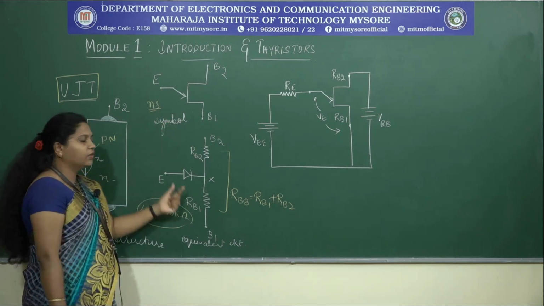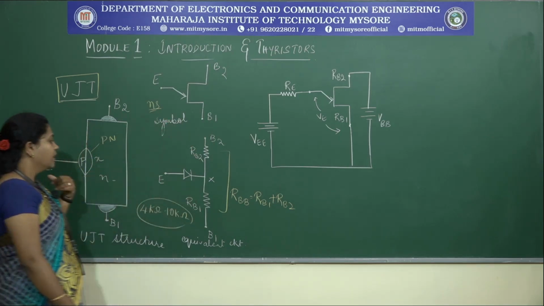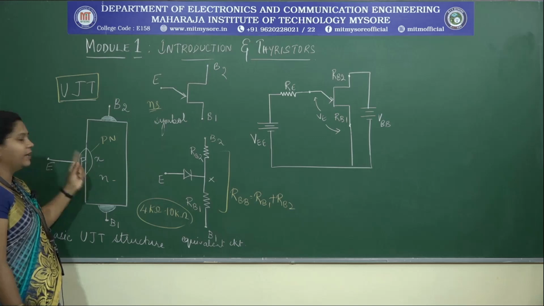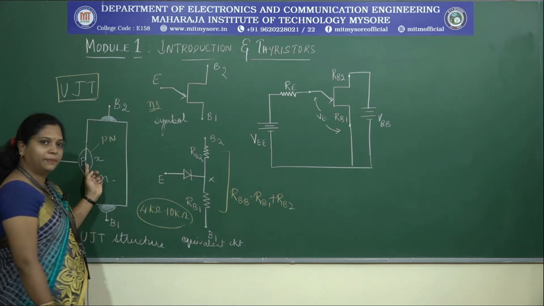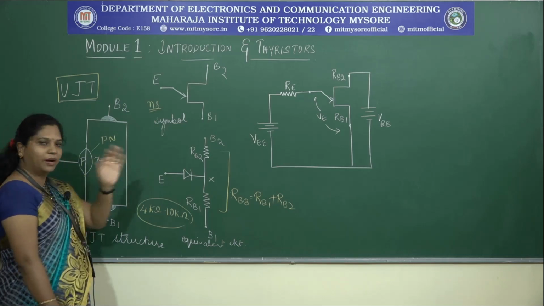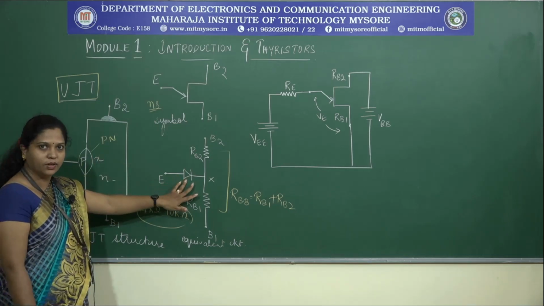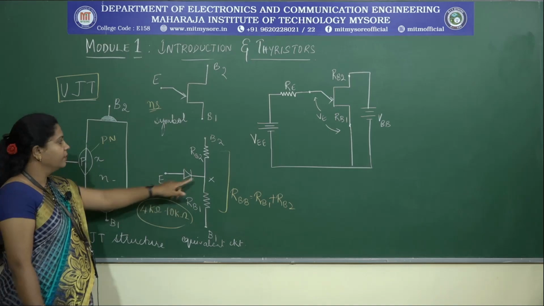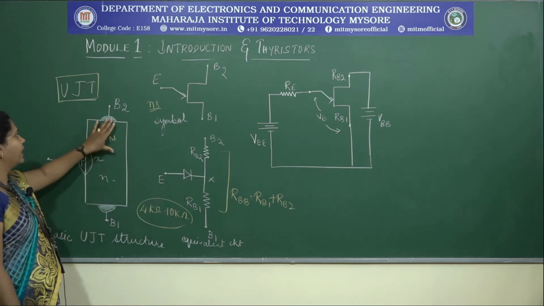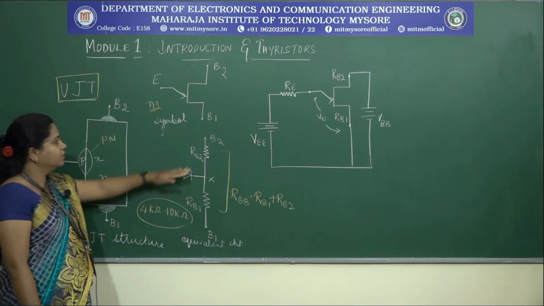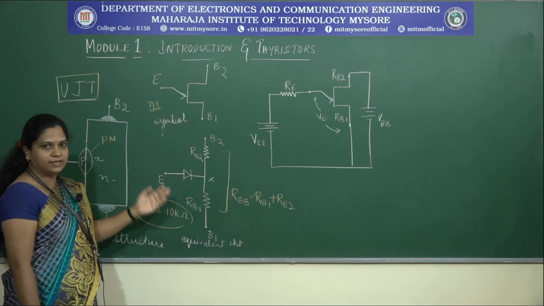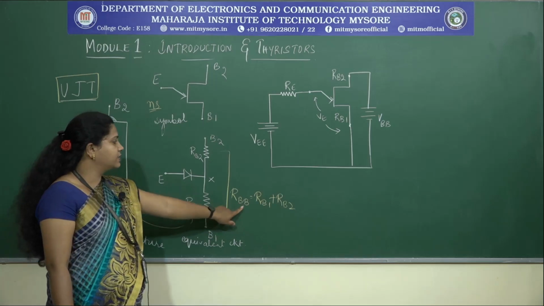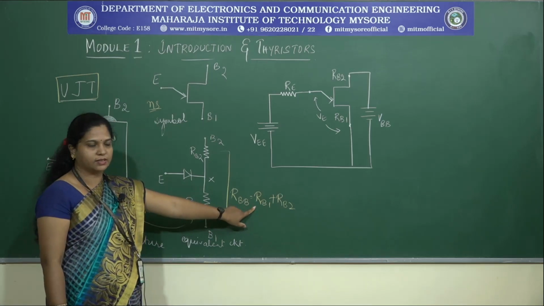Okay. Now the equivalent circuit of a UJT. Here we know that only one single PN junction is available. This single PN junction represents a diode. So this is the diode, and we have two resistors, RB1 and RB2, which are the inter-base resistors. So this can be represented like this.